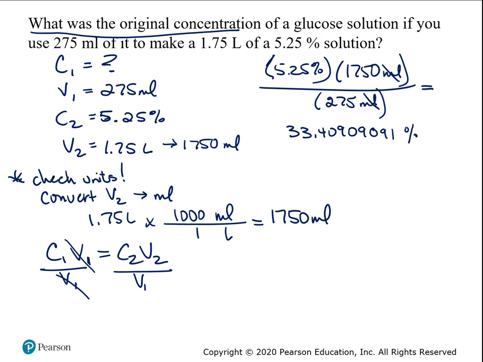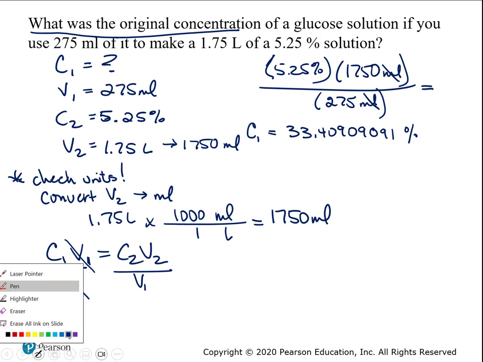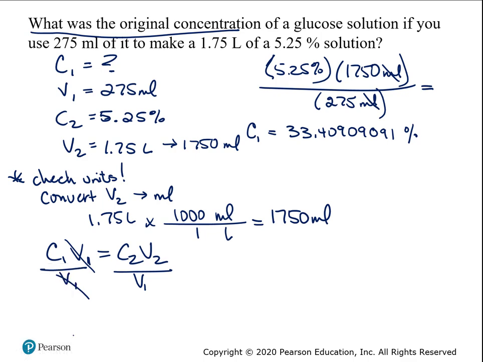And I get my percent. It's 33.4090901%. That is C1. So you know you can't keep all that. So you've got to go back to your measured numbers. How many significant figures should my answer have? 3. Everybody see that? All those numbers at top, 275, 175, 1.75 and 5.25, all three significant figures.